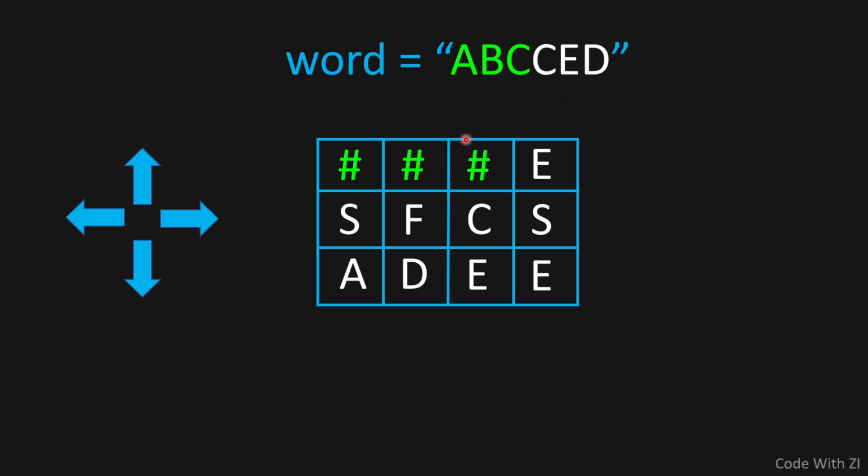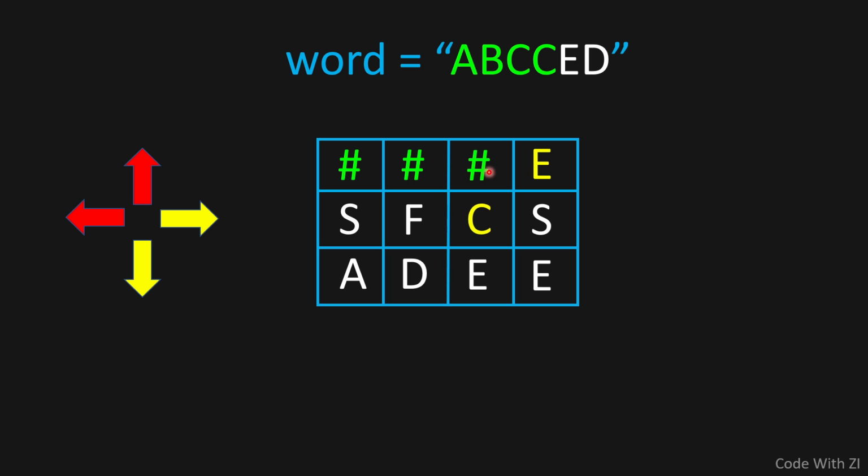So we're gonna keep on exploring. We're gonna be like, okay, our next letter is gonna be C. Now we have to check how many actual paths we have. Well, if we check, we only have 2, right or down, because we can't go left because we've already been through that cell, and we can't go up because it's out of bounds. So we're gonna be like, okay, we can explore these 2.